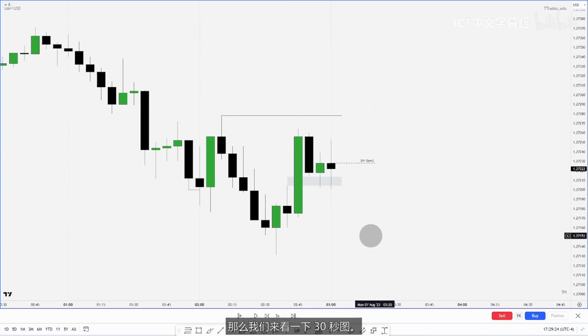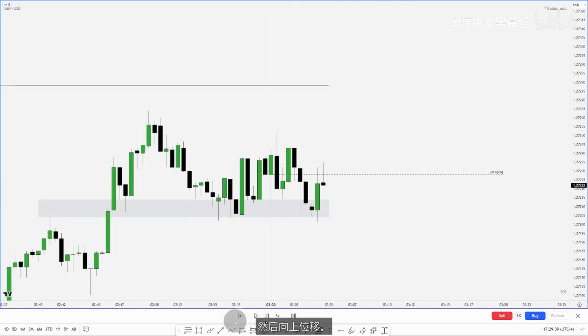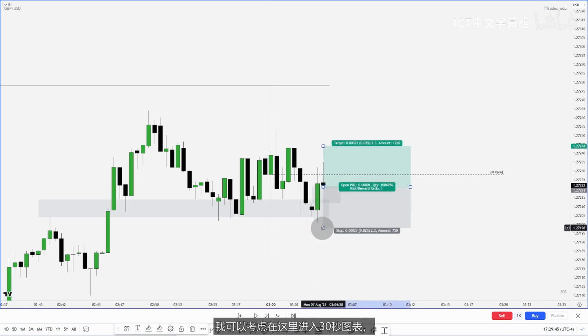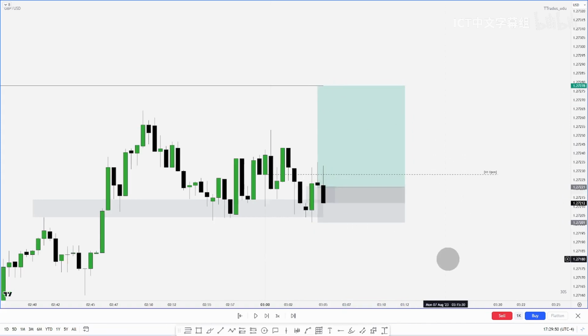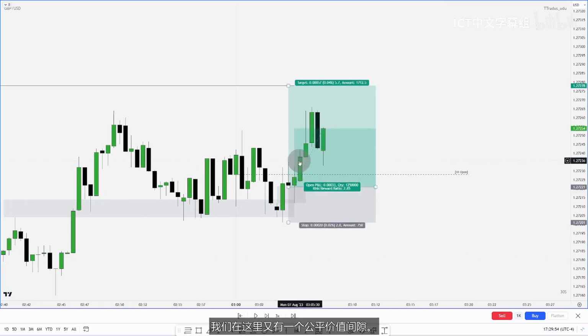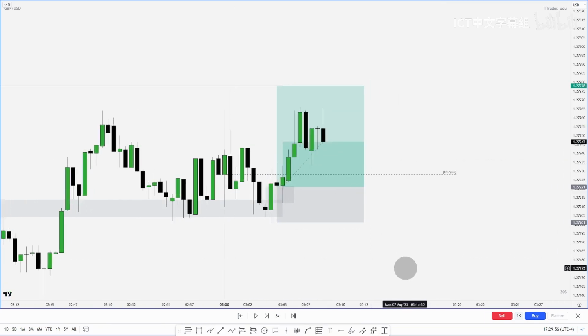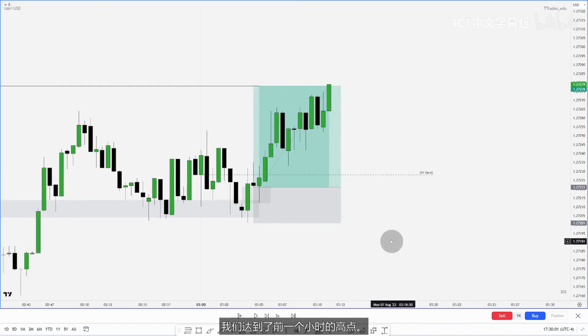So let's drop down to the 30-second chart. So here is the open of our new hour candle. We get a move lower, still respecting this fair value gap, and then displacement up. So with this displacement, we have a fair value gap. I could look to enter on the 30-second chart right here, targeting previous hour's high. There we go. We get another fair value gap here, gets respected, and there we go. We reach our previous hour's high.